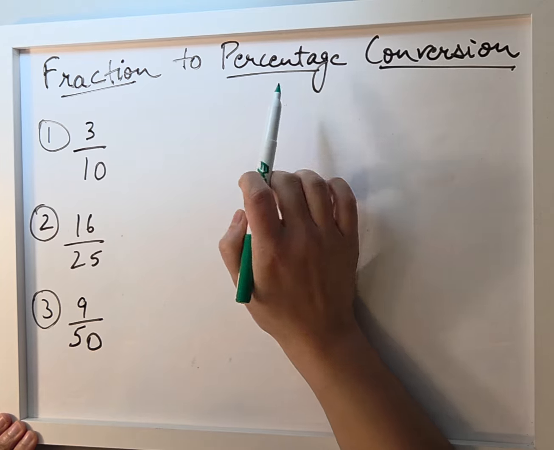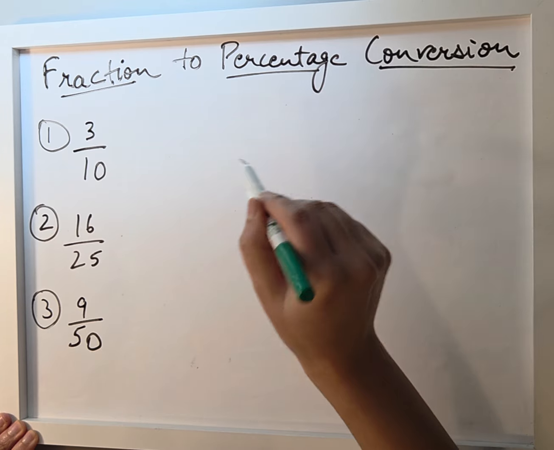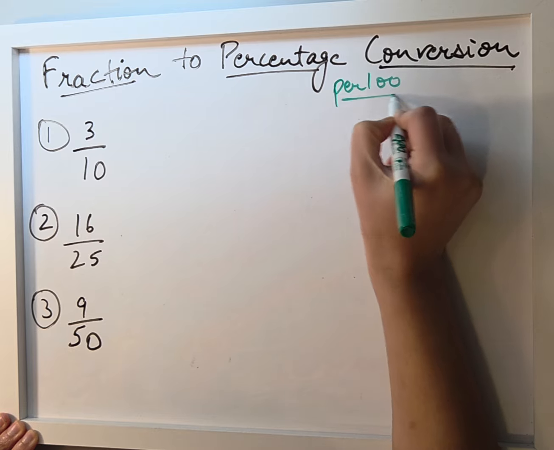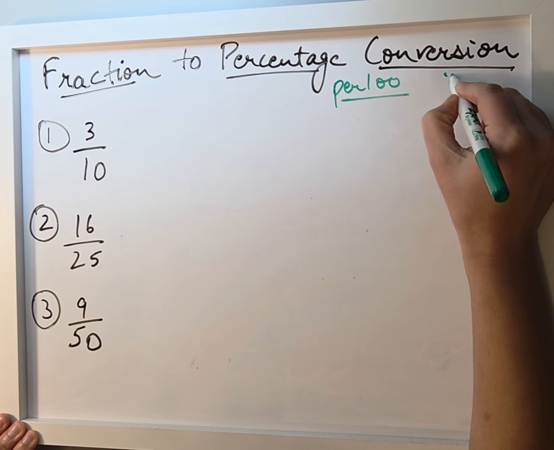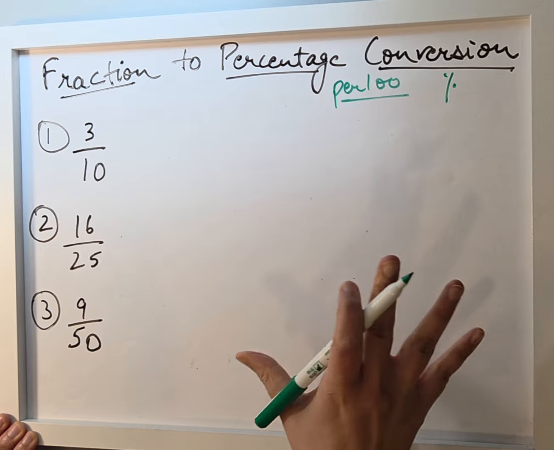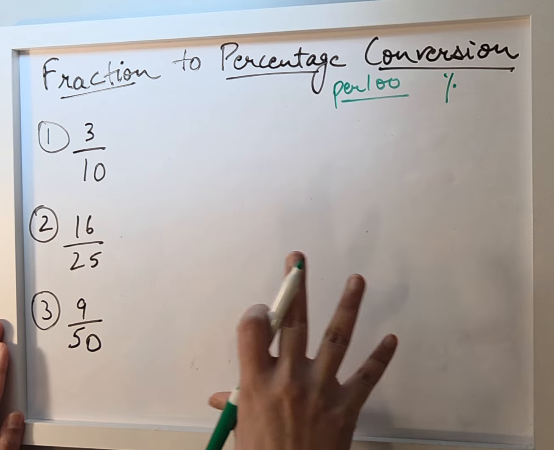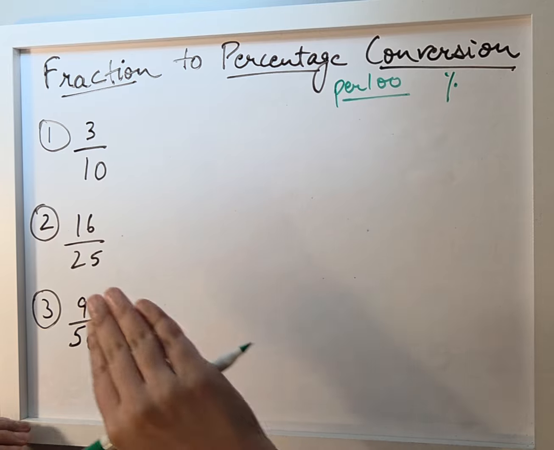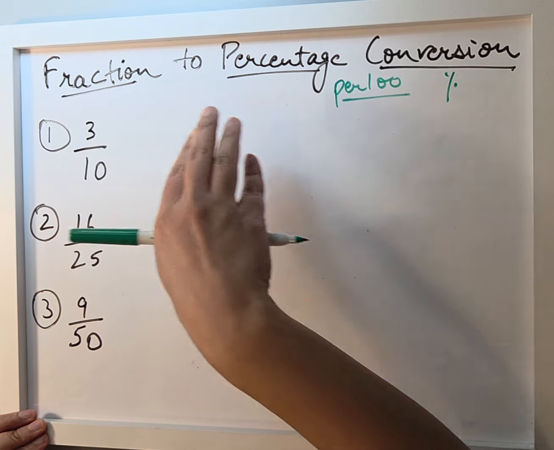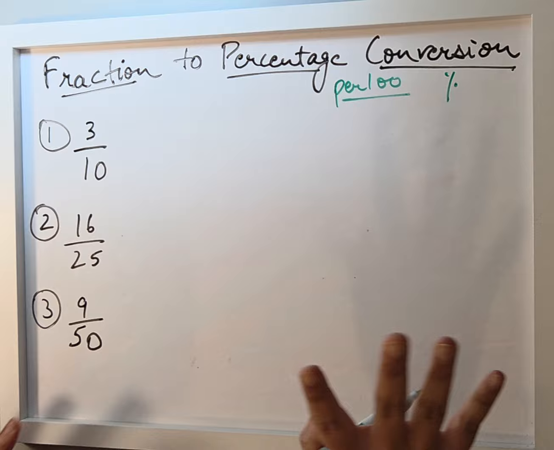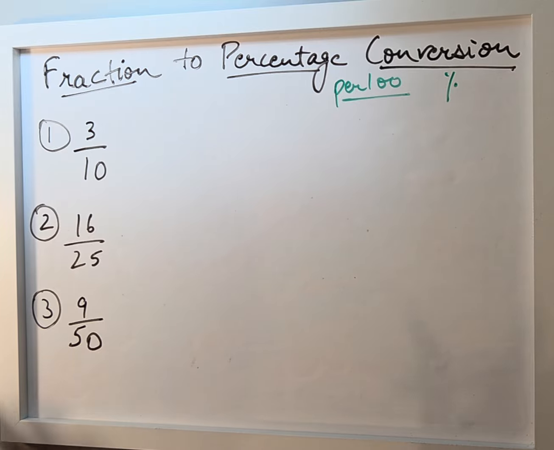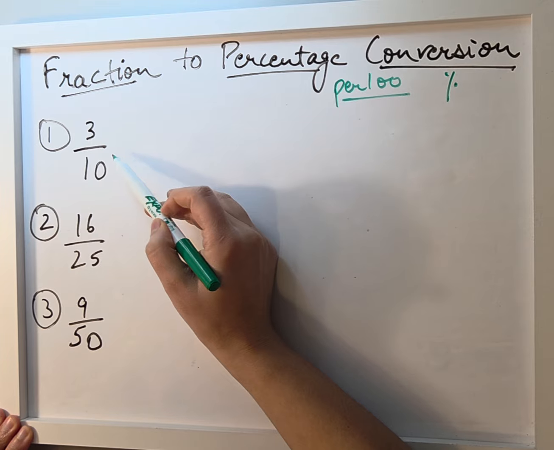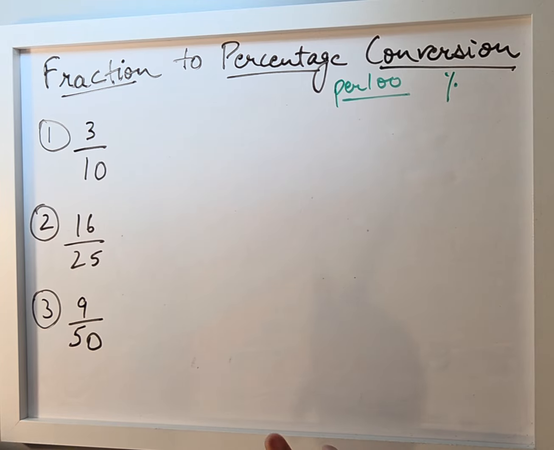Whenever we have percentage, always remember it means per hundred, and there is a percentage sign. Per hundred means we have to multiply by 100. This rule remains the same. Even if you're converting a decimal to a percentage or a fraction to a percentage, you always have to multiply it by 100. Now, there are two ways to go about it.